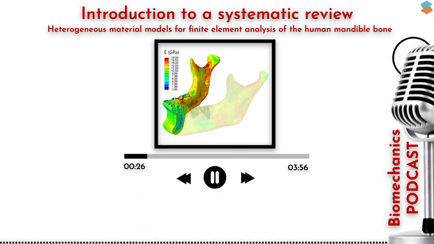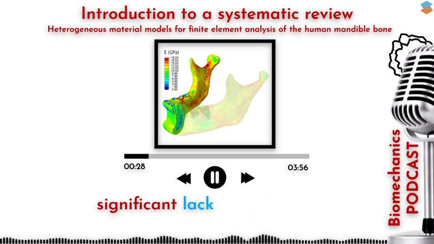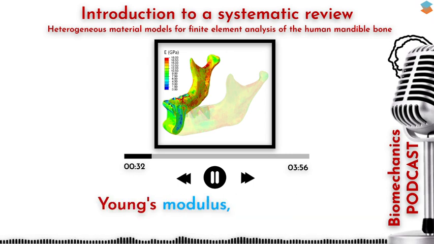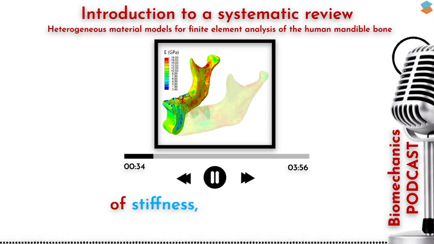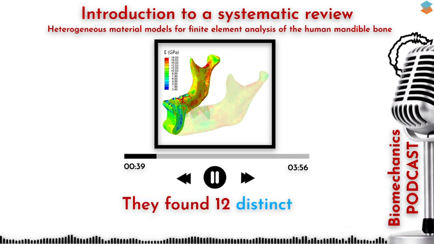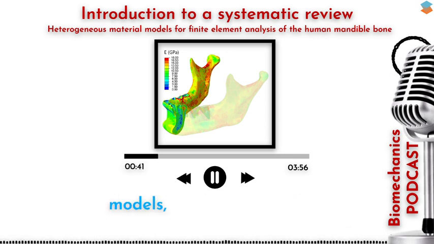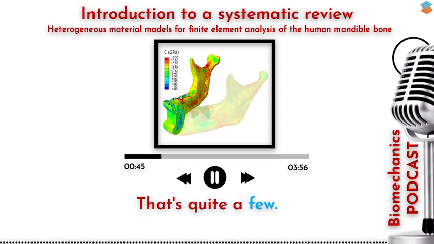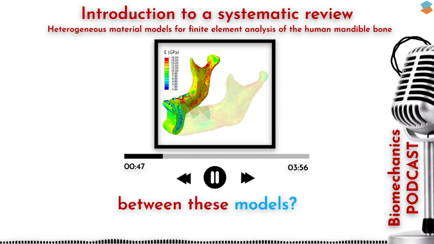Exactly. The review highlights a significant lack of consensus on the optimal material model for estimating Young's modulus, a measure of stiffness, from mineral density in the mandible. They found 12 distinct heterogeneous material models, each with its own strengths and weaknesses. 12? That's quite a few. What are some of the key differences between these models?